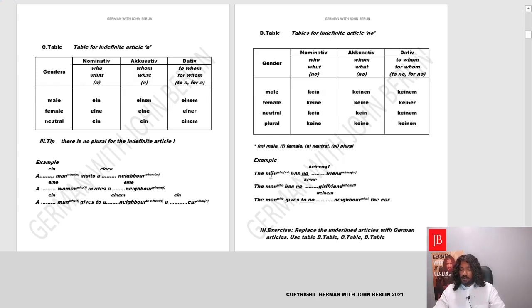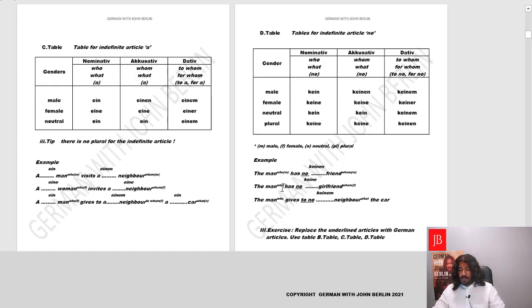Okay, Entschuldigung, the man. So here we didn't need to say no man, we just needed to say the man has no friend. Whom does he not have? Whom does he not have? Friend, friend is masculine, keinen Freund. Yes, keinen Freund. Perfect.